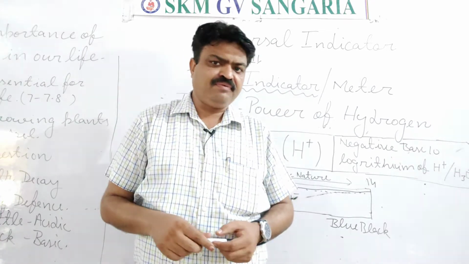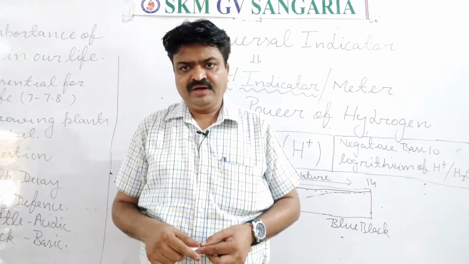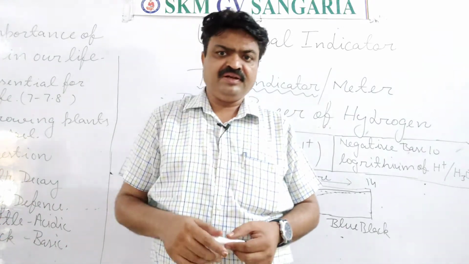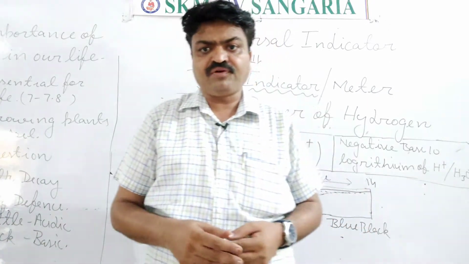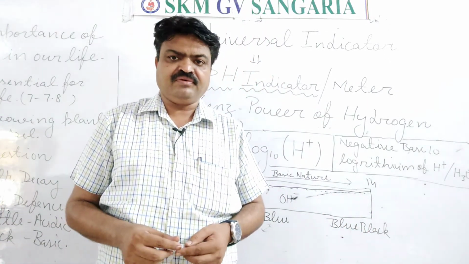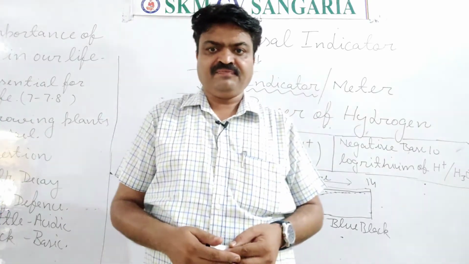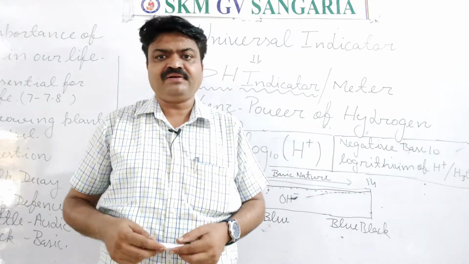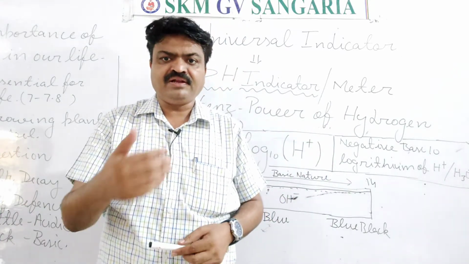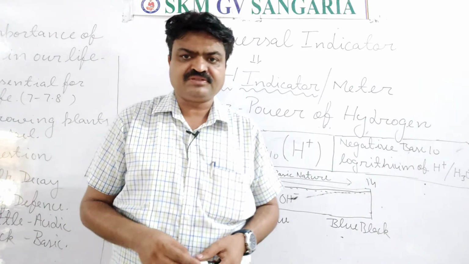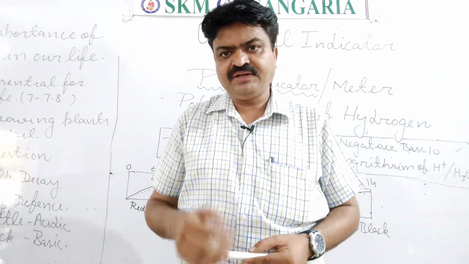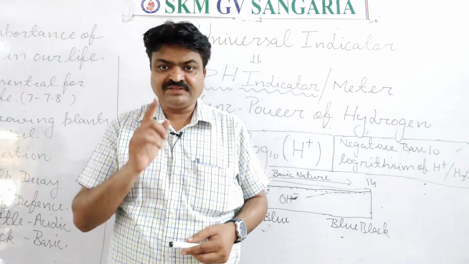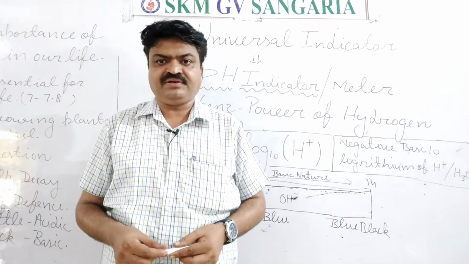In today's segment we will discuss one important topic, and it is the universal indicator, student. Universal indicators are the indicators from which we can know the nature of different chemical substances, that it is acidic, basic or neutral. So the nature of chemical substances we can know with the help of universal indicator, and these indicators are accepted all over the world. That's why they are known as universal indicator.